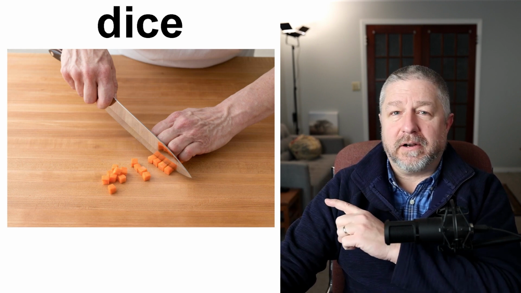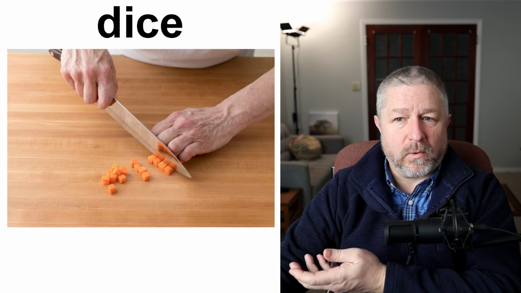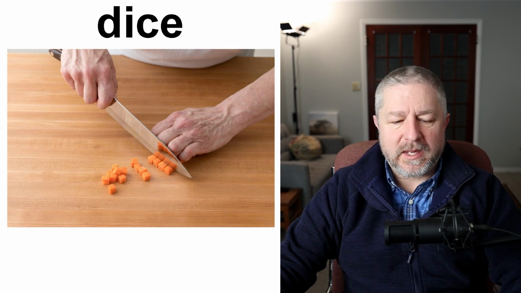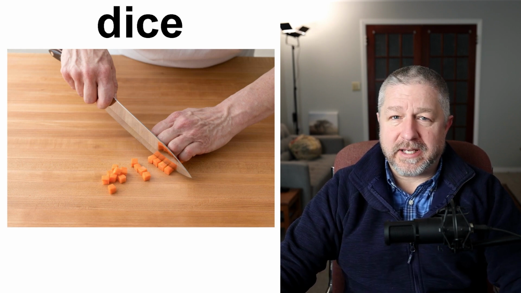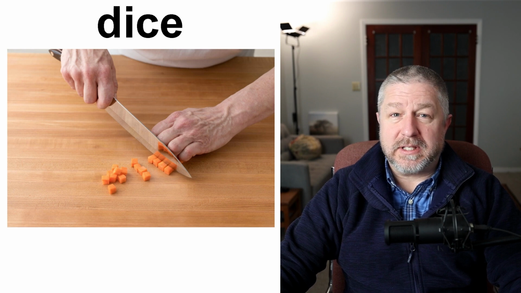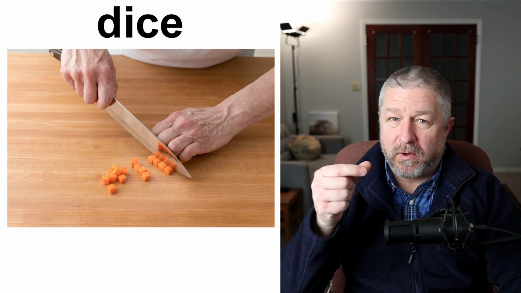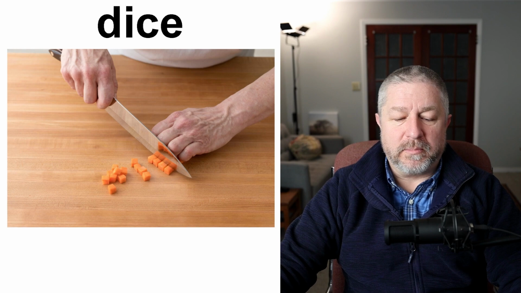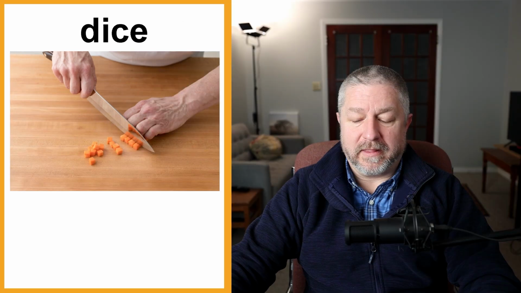Usually you dice carrots before you put them into boiling water to make soup. But yes, often you will dice something. Sometimes we dice our potatoes into really small cubes before we put them into soup or something like that.